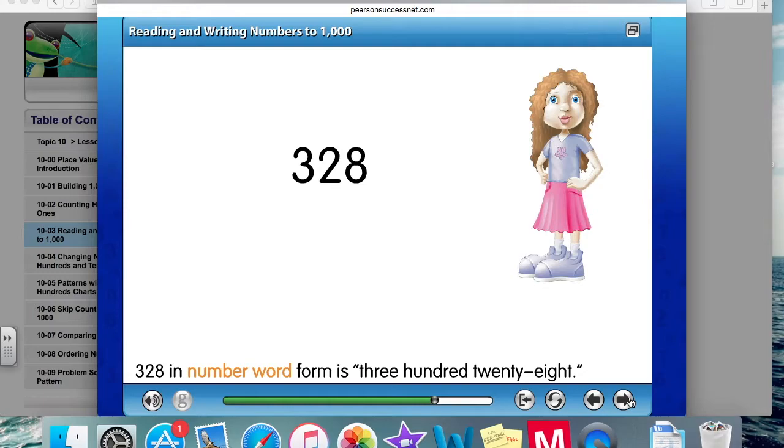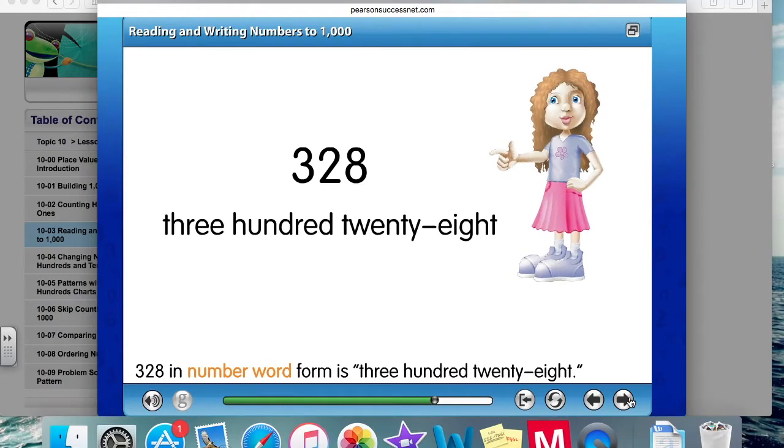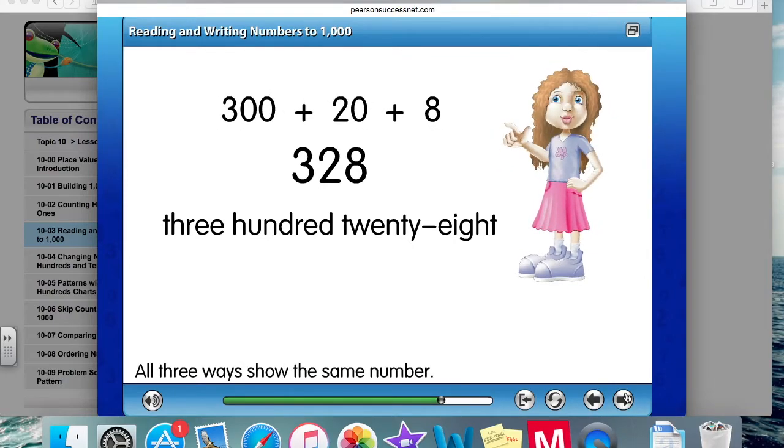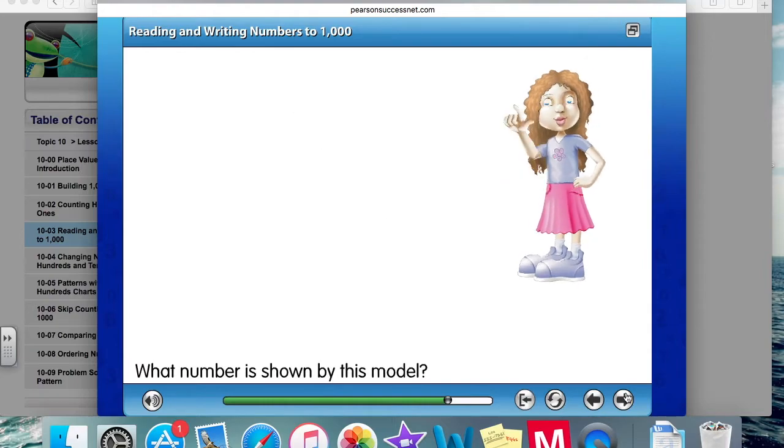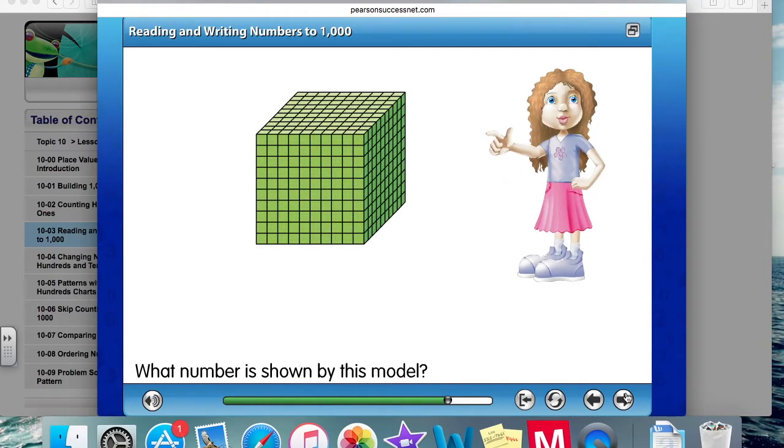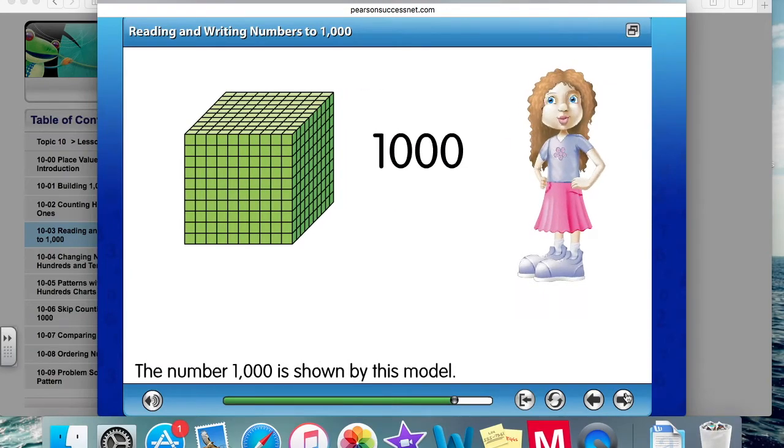328 in number word form is three hundred twenty-eight. Now you see with word form, each part of the words that you say is spelled out. All three ways show the same number. What number is shown by this model? The number 1000 is shown by this model.